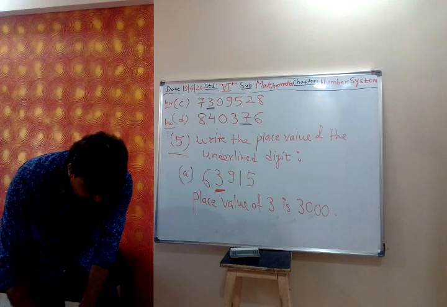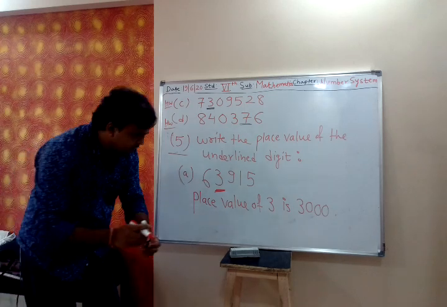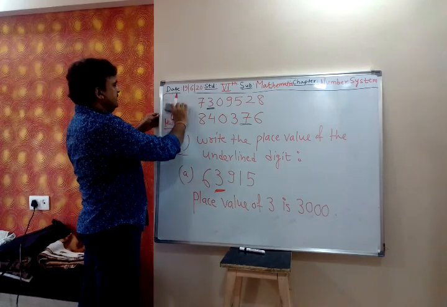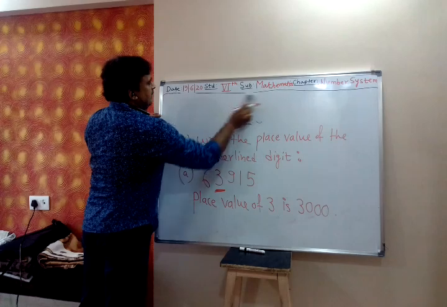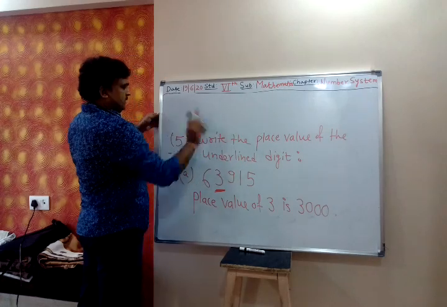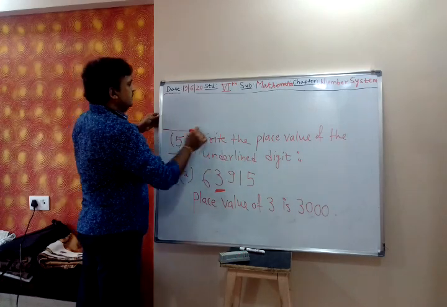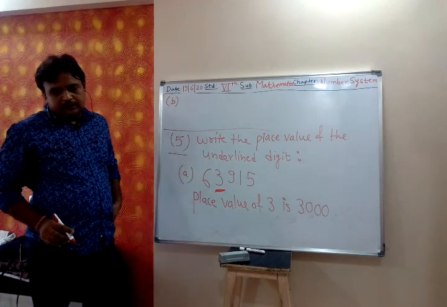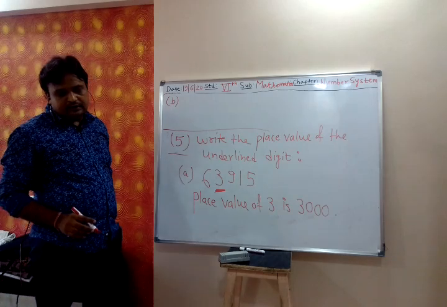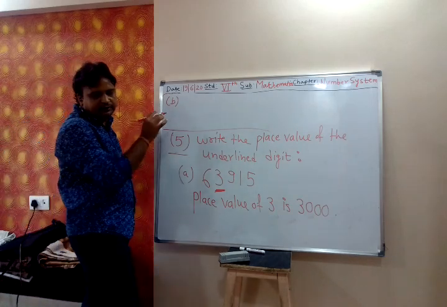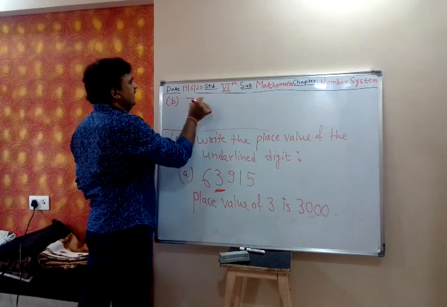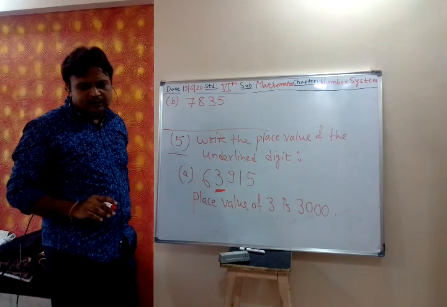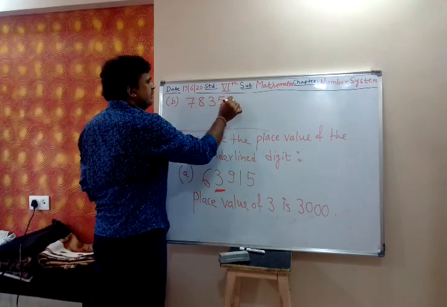Now this part is over. C and D I am erasing. Now let me solve B. B is 7835478, 4001.